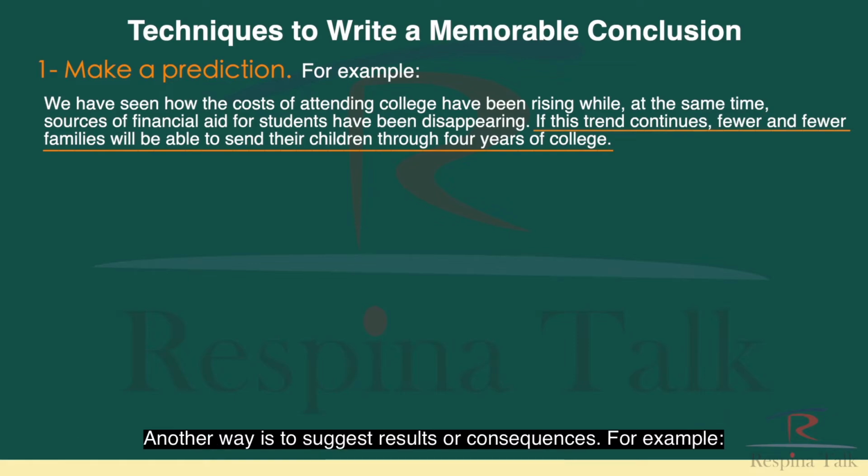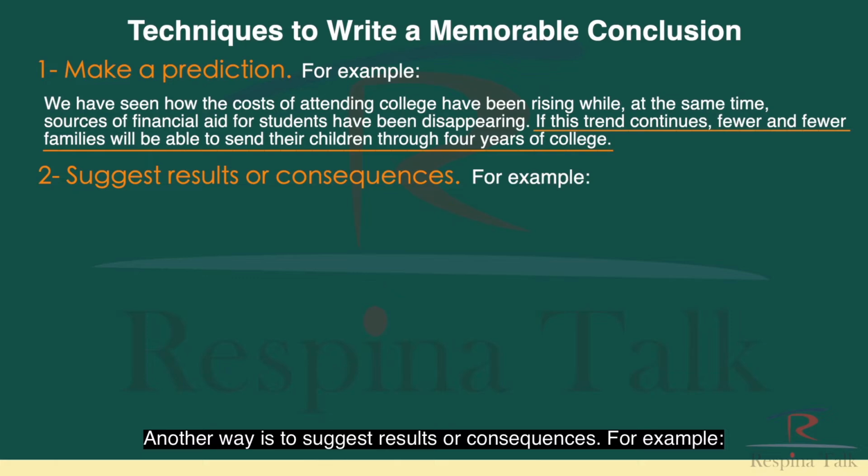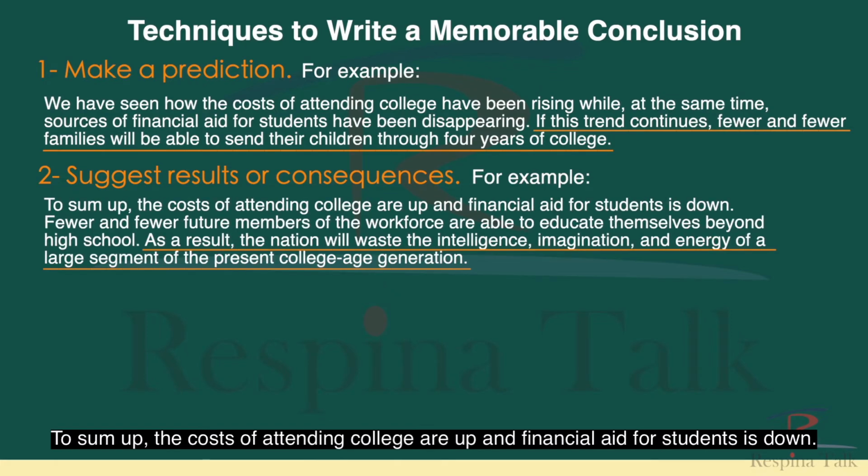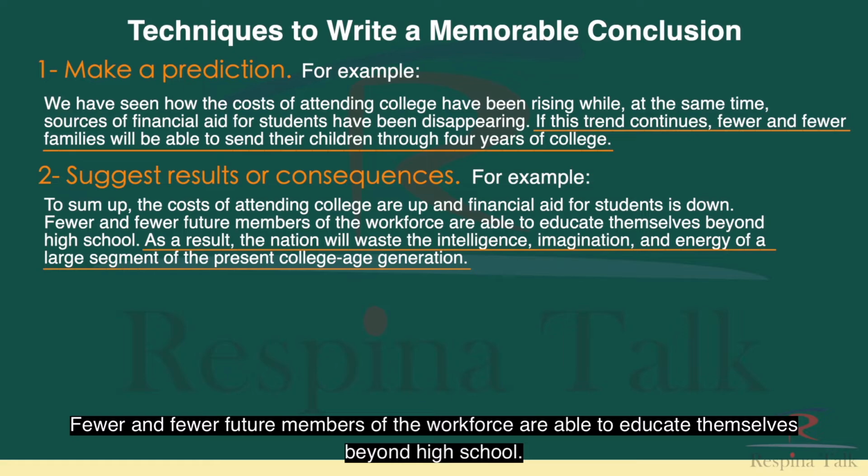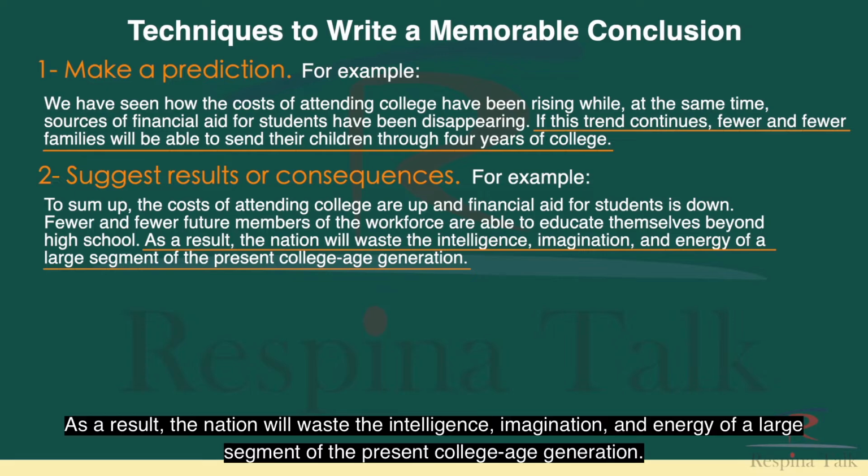Another way is to suggest results or consequences. For example, to sum up, the costs of attending college are up and financial aid for students is down. Fewer and fewer future members of the workforce are able to educate themselves beyond high school. As a result, the nation will waste the intelligence, imagination, and energy of a large segment of the present college-age generation.